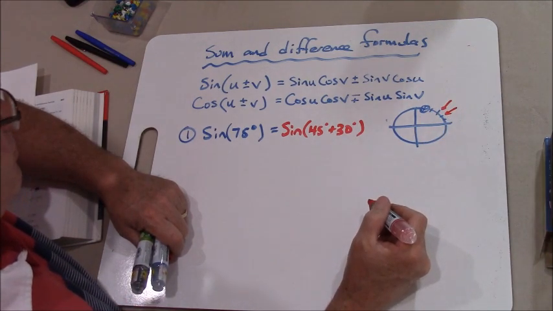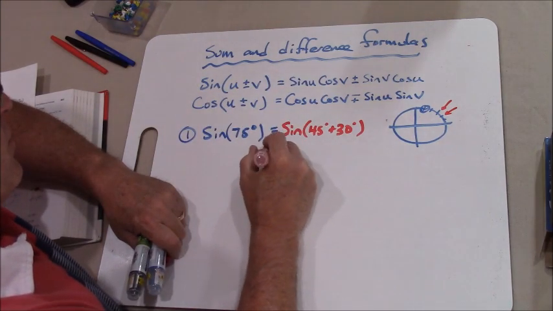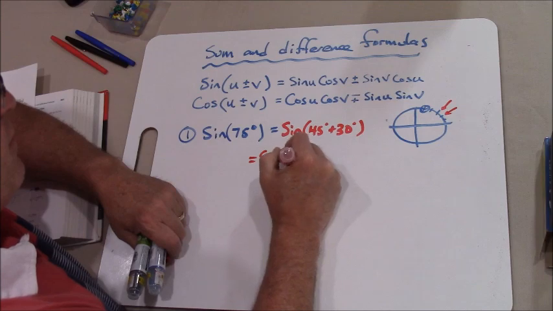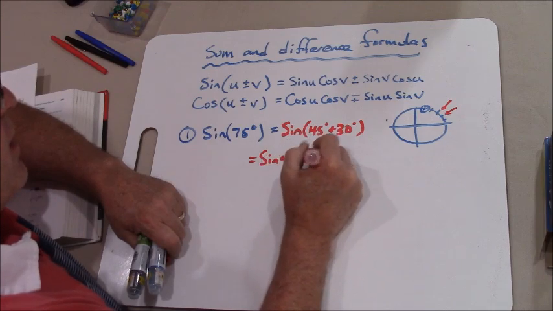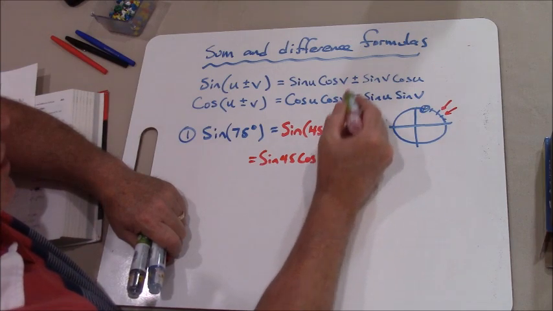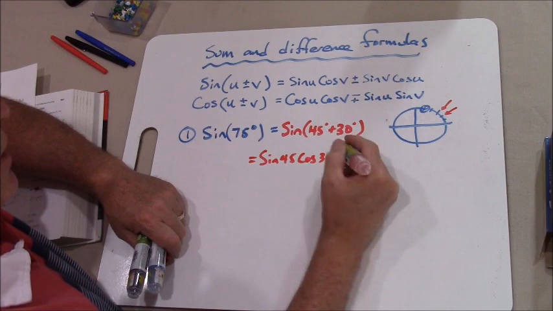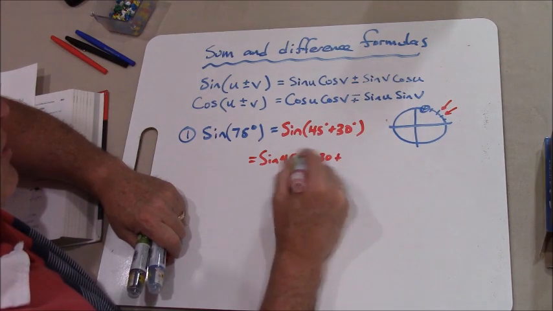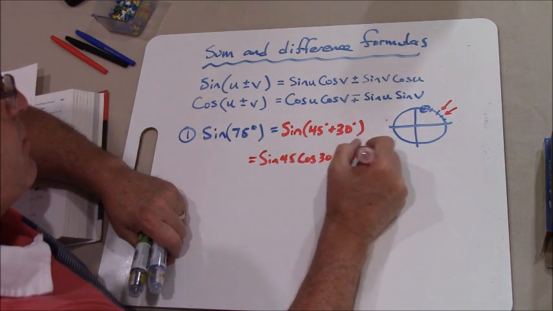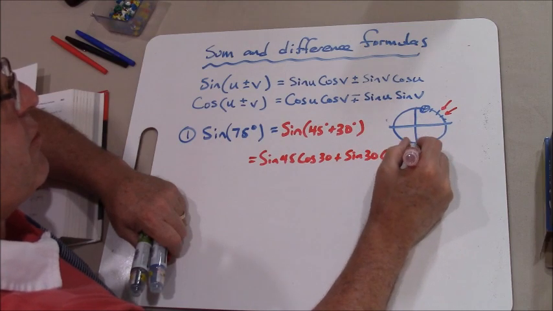Okay? So now using the formula up here, I would say this equals the sine of the first angle, which is 45, cosine of the second angle, which is 30, and whatever sign you see here, I want to use the same, right? Because these are oriented the same way. So plus, and then you swap the angles. Sine of 30, cosine 45 degrees.